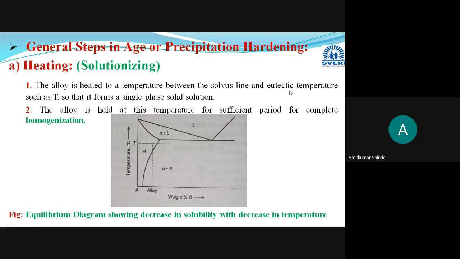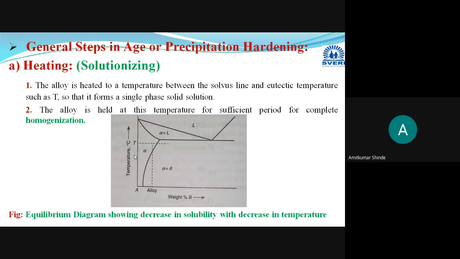In this heating step, I have shown you the general diagram. I have considered a general equilibrium diagram for an alloy having elements A and B. On the x-axis is the weight percentage of element B, and on the y-axis I have taken temperature. In the heating process, you first have to choose the temperature. This treatment is also known as the solutionizing process or homogenization process.